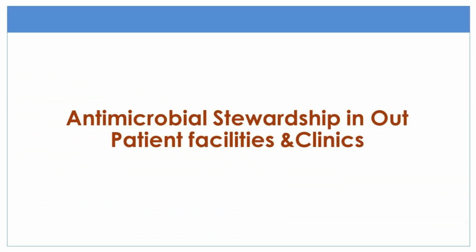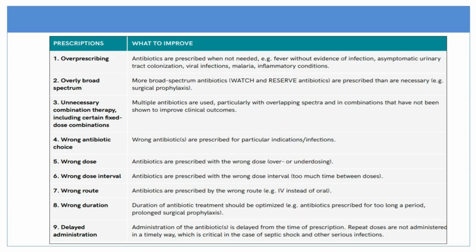Now I will discuss antimicrobial stewardship in outpatient facilities and clinics. I would again emphasize that antibiotics should not be prescribed when they are not needed. For example, fever without evidence of infection, asymptomatic urinary tract colonization, viral infections, malaria, and inflammatory conditions where you can see that the patient might be having some reactive changes in the joints and body aches and pains. So antibiotics are not needed in any of these conditions.